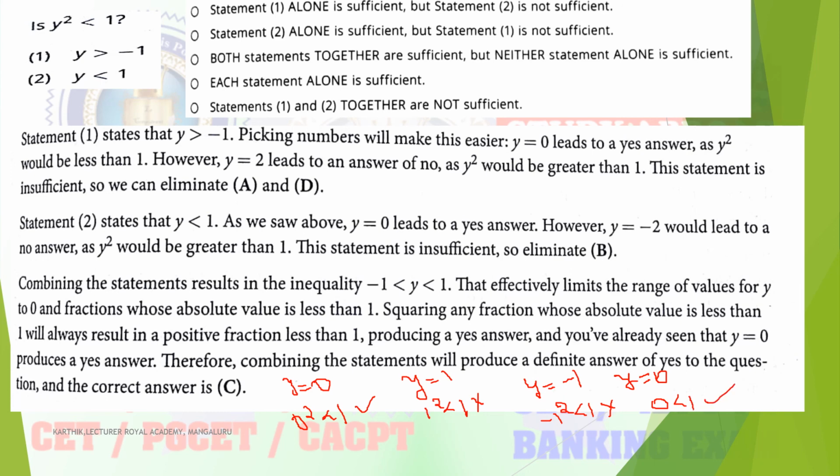Then club them together. So y is in between minus 1 and 1. Then what happens? I will take 0.5, which is in between, or else I will take y equal to 0. 0 is in between minus 1 and 1. Then your answer is yes only. 0 square is less than 1, so the answer is yes only. One type of answer you are getting, so option C is correct.